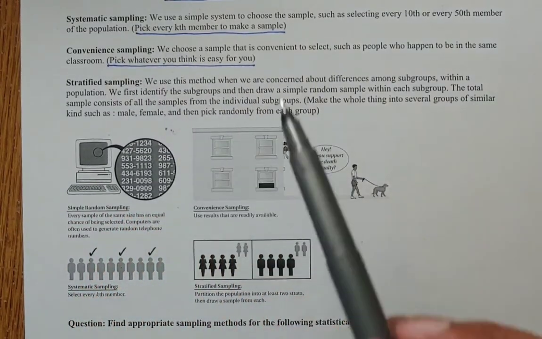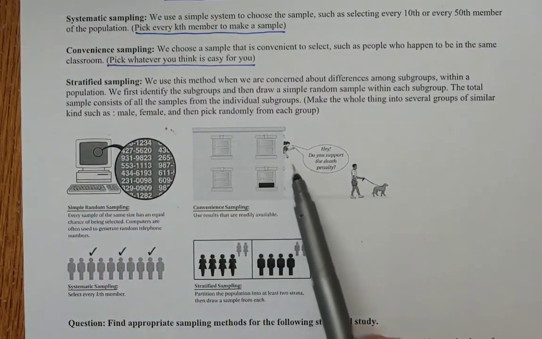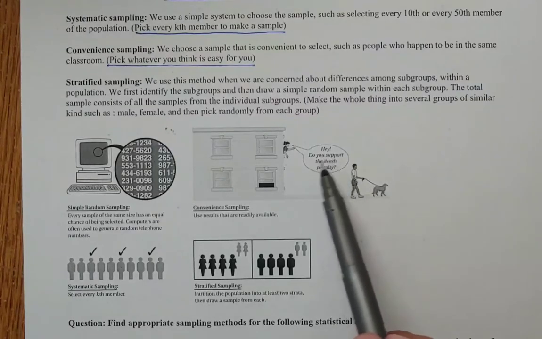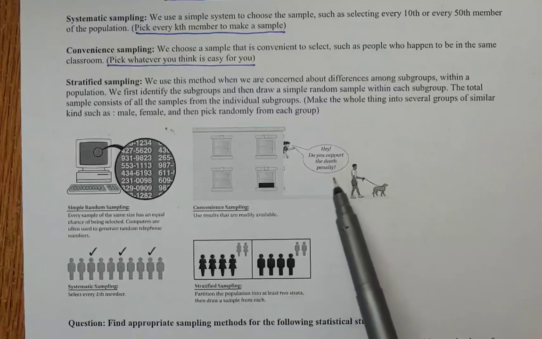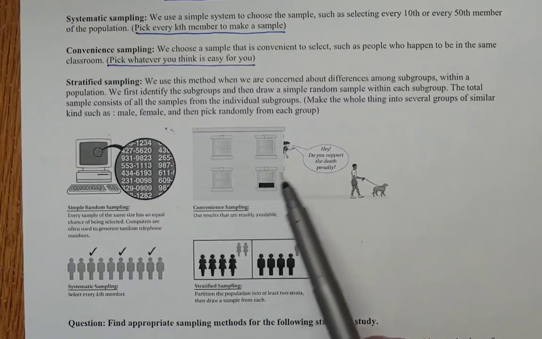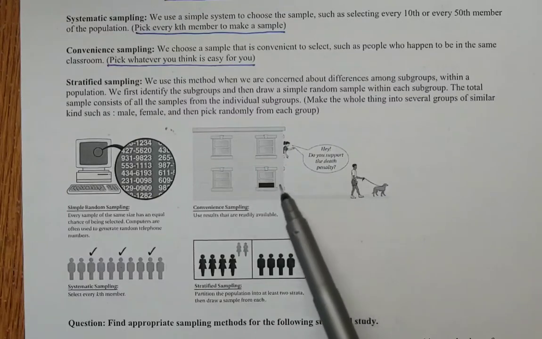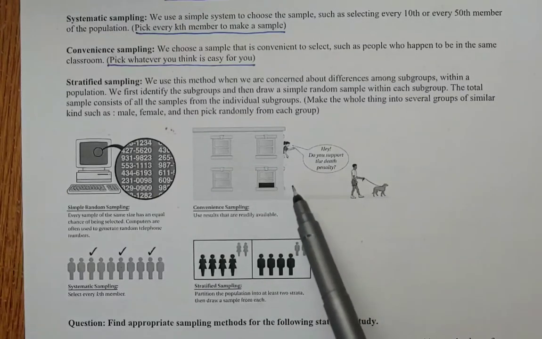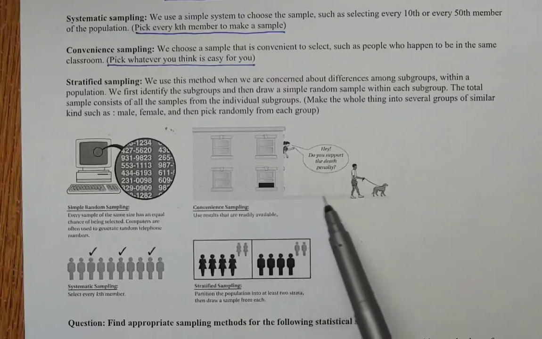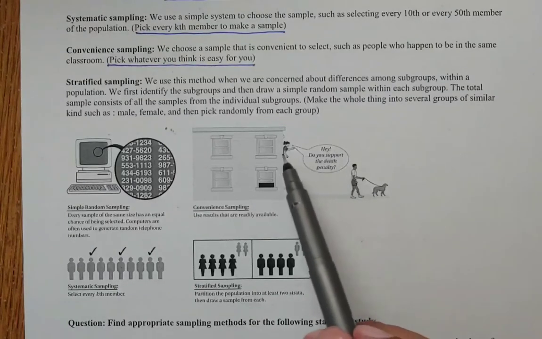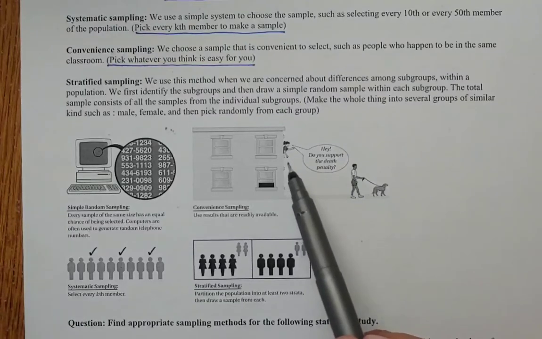Like see here, the lady asks someone who passes by her house, hey, do you support the death penalty? So she's getting a sample from anyone who is passing by her house. She doesn't care if her data is good or bad, but she just asks the person who passes by her house. This is easy for her to get a sample. So this is the convenience sampling method.